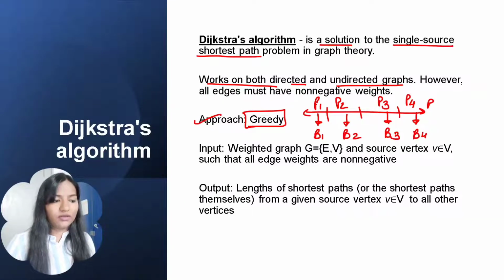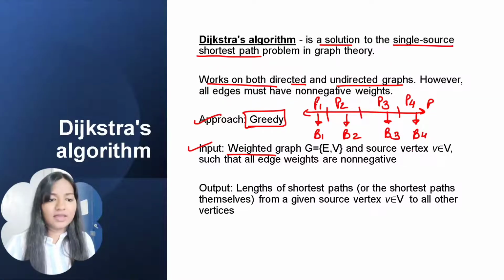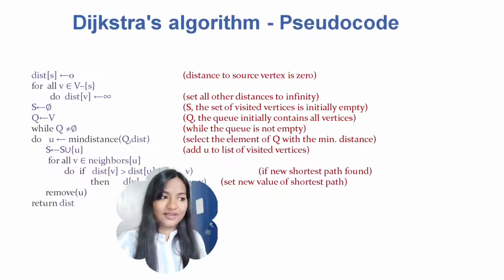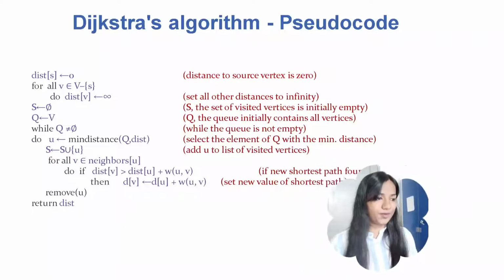Now for this algorithm to work, what inputs do I want? Obviously I need to have the weights of the edges and the vertices. And what output will I be getting? I will be getting the shortest paths for each vertex from a source vertex. Okay, now finally let's understand the pseudocode.